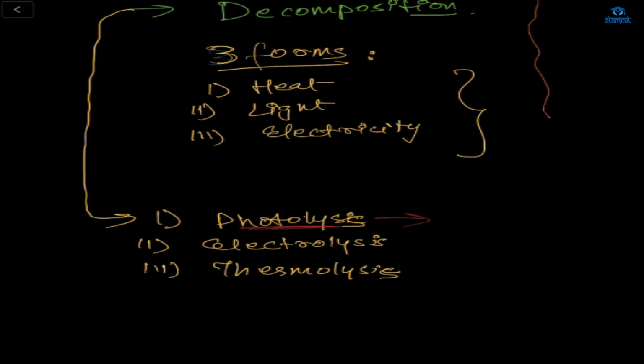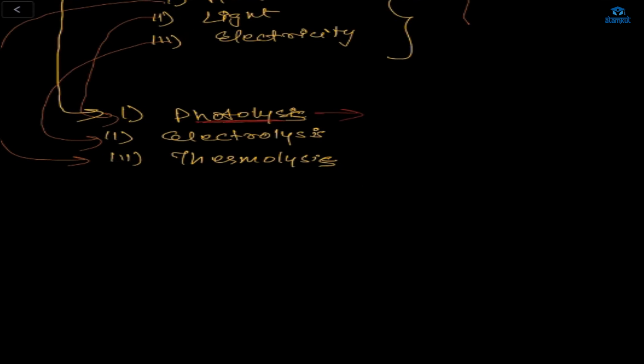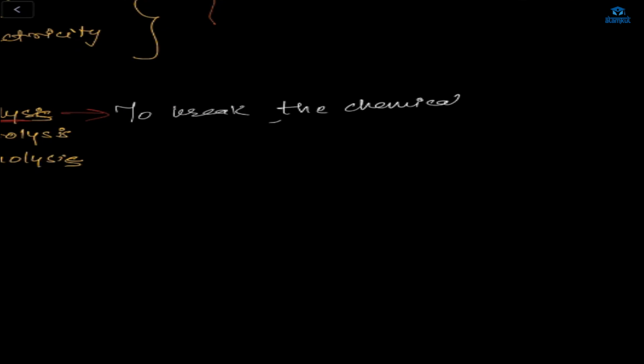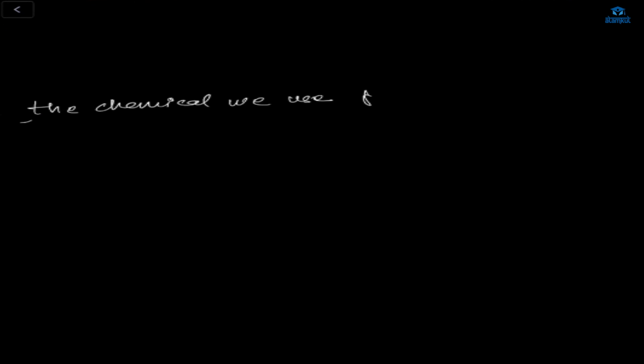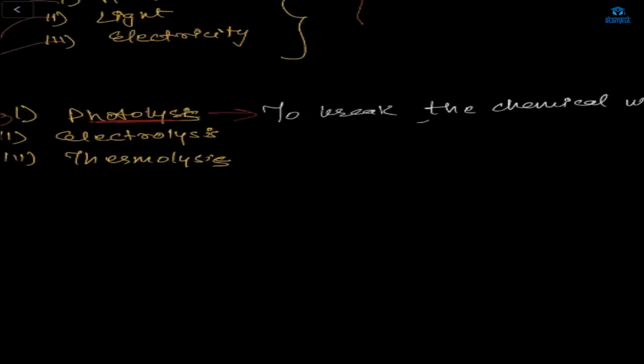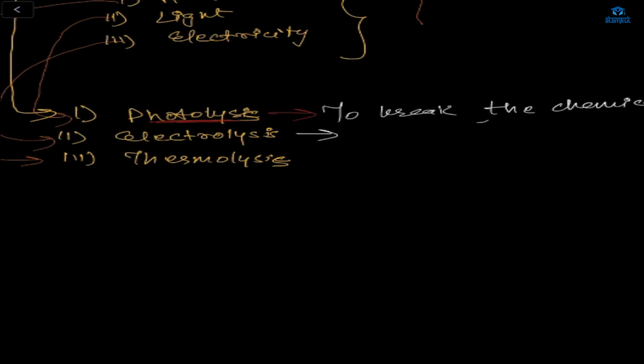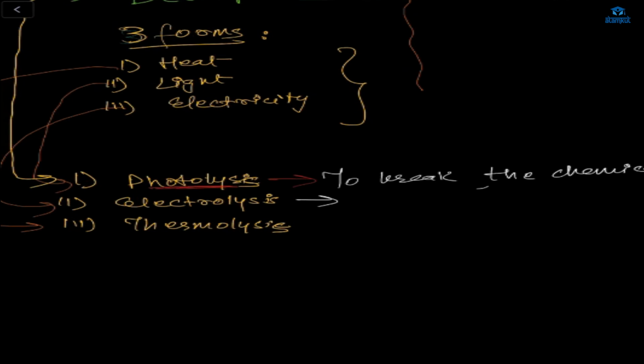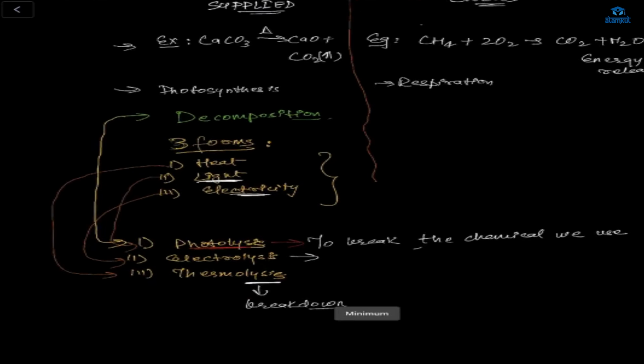This is in the form of light. Electrolysis means electricity, and thermolysis means heat. Photolysis means to break the chemical, we use photo, means light. And electrolysis is in the form of electricity. Here photolysis is in the form of light, electrolysis in the form of electricity, and thermolysis in the form of heat. This means breakdown. Okay, got it? Decomposition.